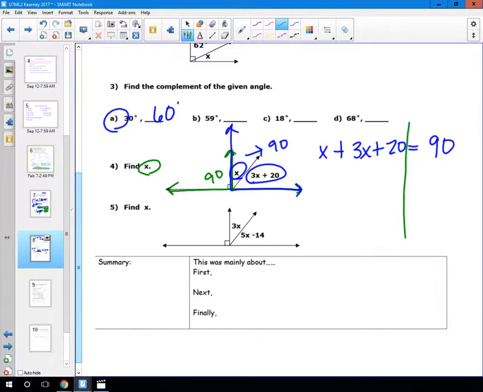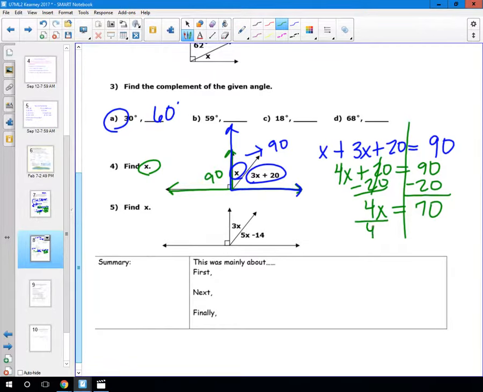Okay, so combine like terms, x plus 2x is 4x plus 20 equals 90. We want to get rid of that constant, so we're going to do the opposite of adding 20, so we're going to subtract 20. Bring down my 4x equals 90 minus 20 is 70. And now what's happening to 4 and x? They're being multiplied, so the opposite is to divide by 4. So 70 divided by 4 is 17.5.